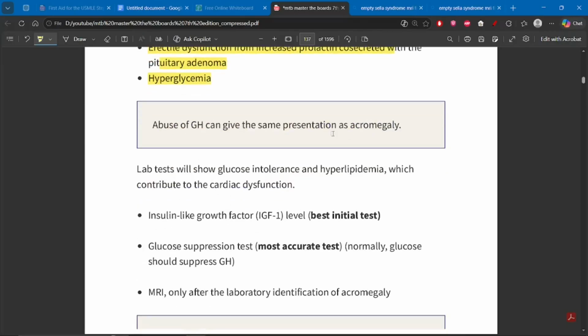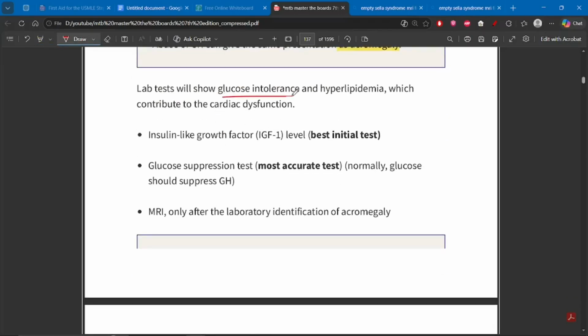Abuse of growth hormone can give the same presentation as acromegaly. Lab tests will show glucose intolerance and hyperlipidemia, which contribute to the cardiac dysfunction. So this could be a point to remember.